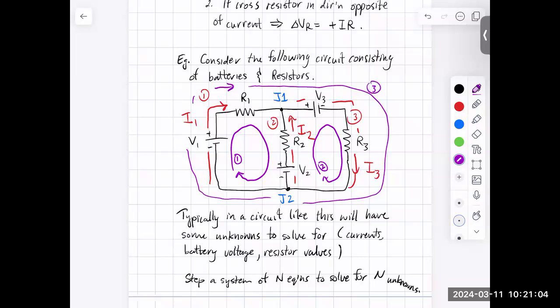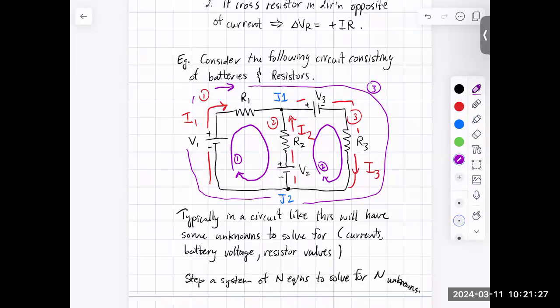Okay, now we need a system of 3 equations to solve for our 3 unknowns. We have one equation from the junction rule, and we have 3 loops available to us. We can pick any 2 of the 3 loops to use. It really doesn't matter. Okay, so we'll start with loop 1.